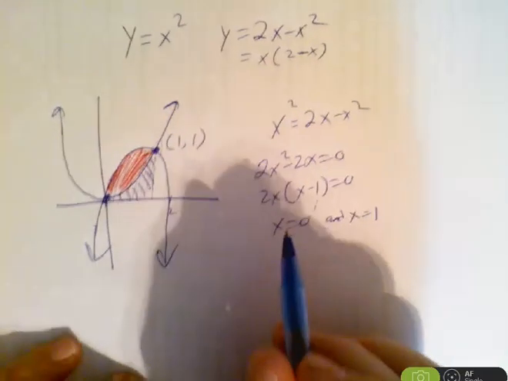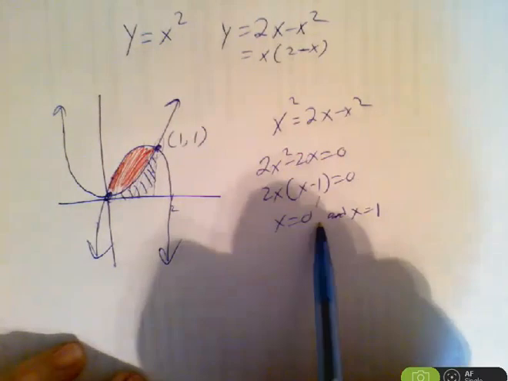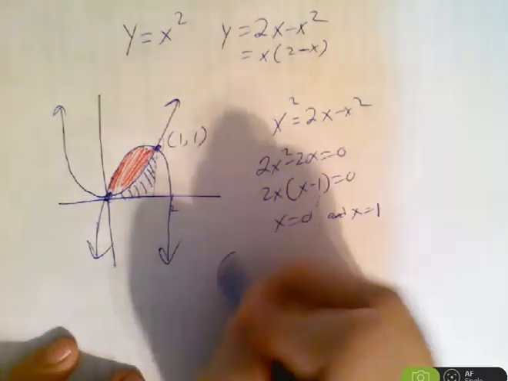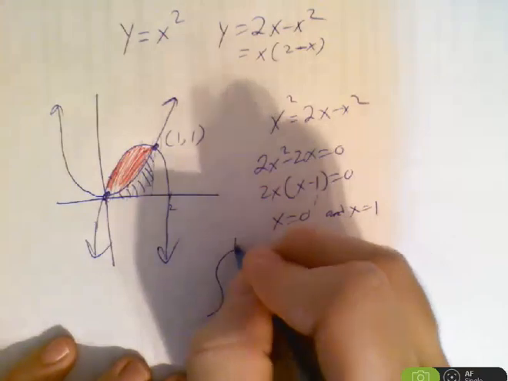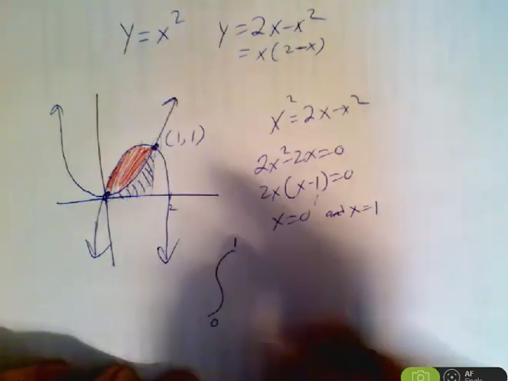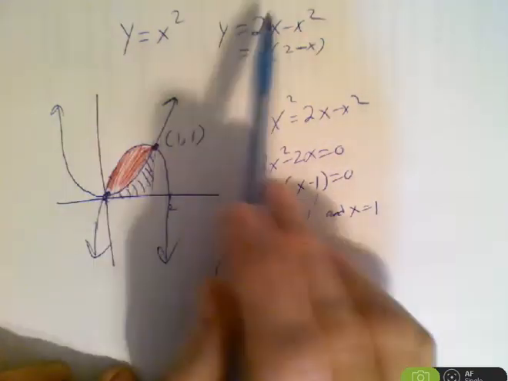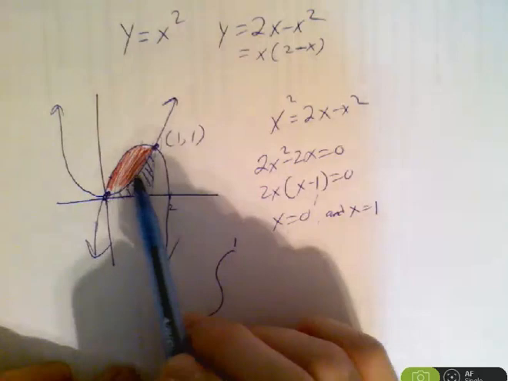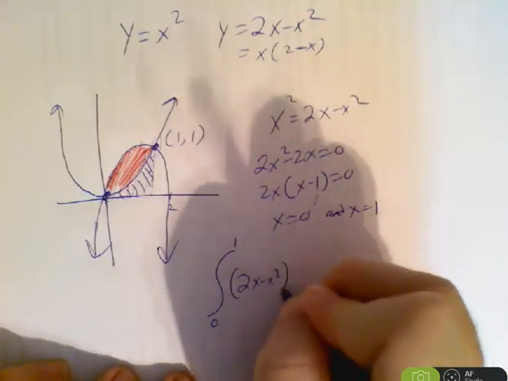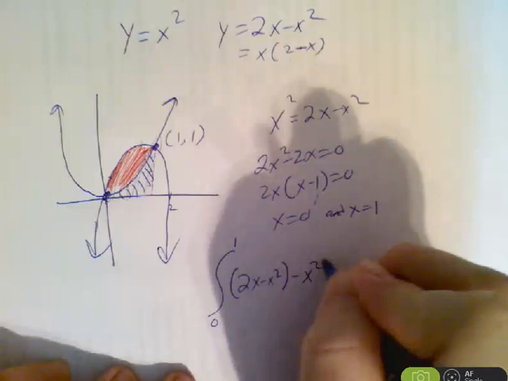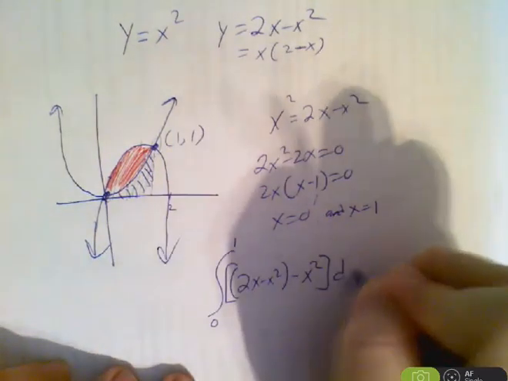So just like before, the only difference is here, I didn't give you the points of intersection. When you set up your integral, we're going to go from x equals 0 to x equals 1. And we're going to do top minus bottom. So the top one is actually this one here, and the bottom one is actually this one. So it's going to be the integral of 2x minus x squared minus x squared with respect to x.